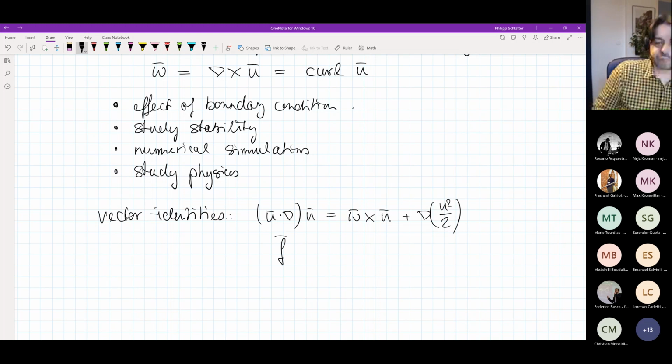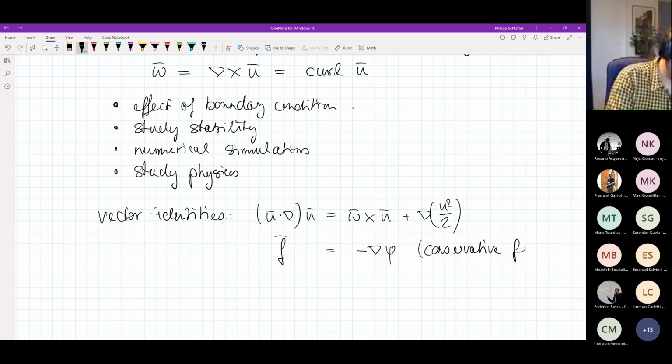The forcing term of Navier-Stokes, if we assume now conservative forces, which we typically do if we think of, for instance, gravity, we can write this F as being minus the gradient of some potential psi, for instance. This is for conservative forces. This is something we're going to use.